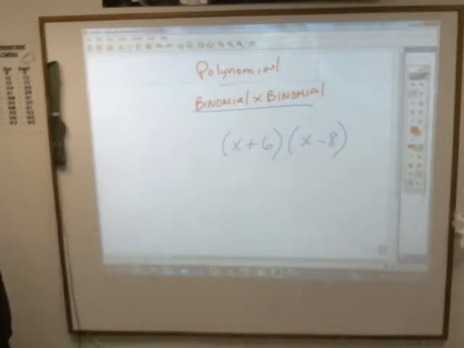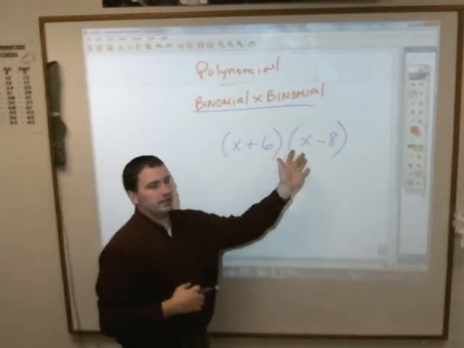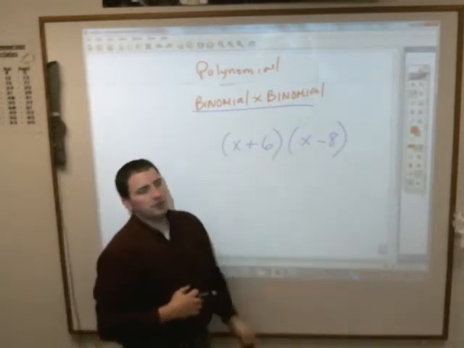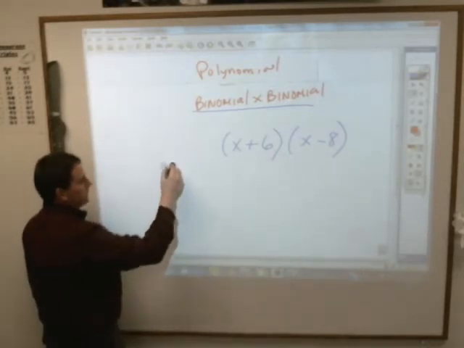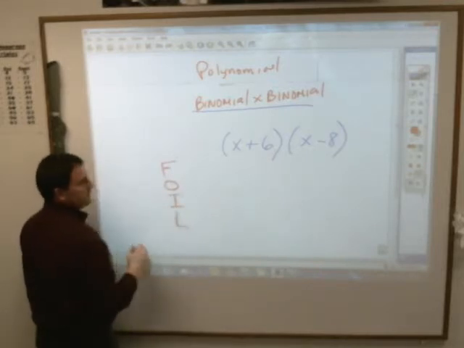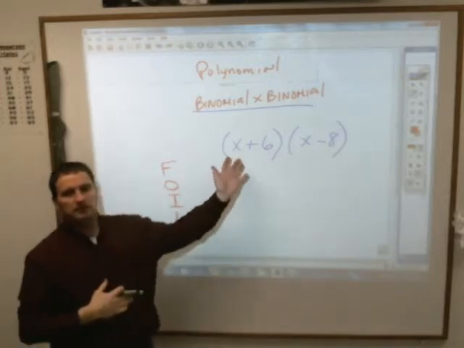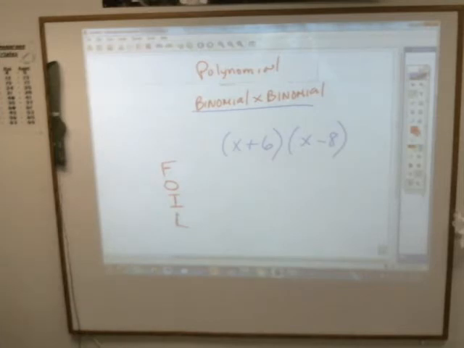When you have a binomial times a binomial, and as long as they have the same first starting letter here, there's a little thing in math that's called FOIL. Write this down. When you see a binomial that looks like this, you should get to the point where you can tell me the answer just by looking at it. For example, the answer to that is x squared minus 2x minus 48.